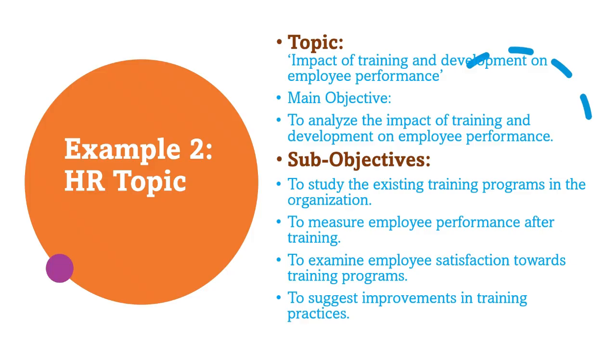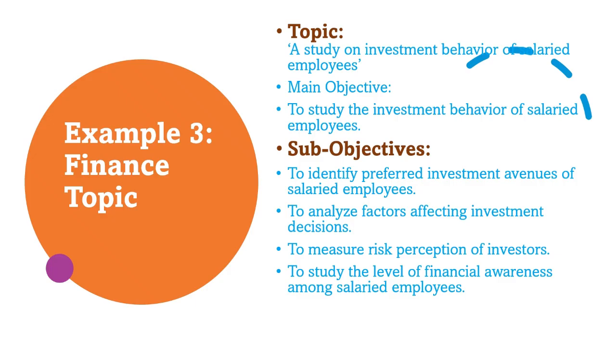First, to study the existing training programs in the organization. To measure employee performance after training. To examine employee satisfaction towards training program. To suggest improvements in training practices. If you study all these objectives, obviously your research will come out with some solutions or some results of the main topic. The third example is related to finance.